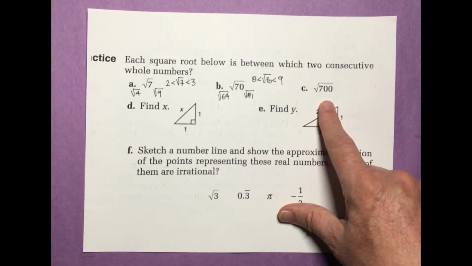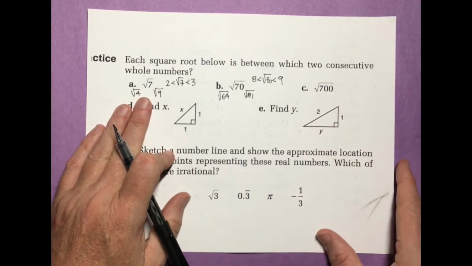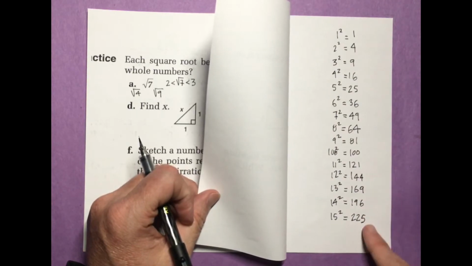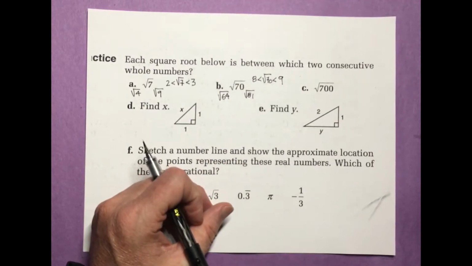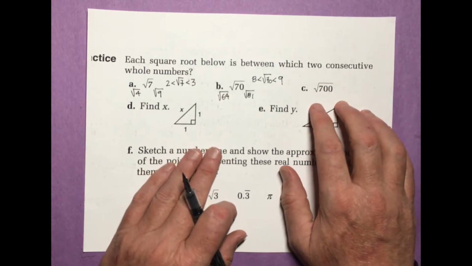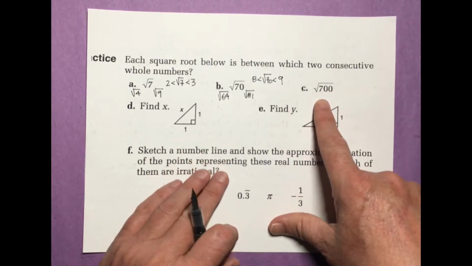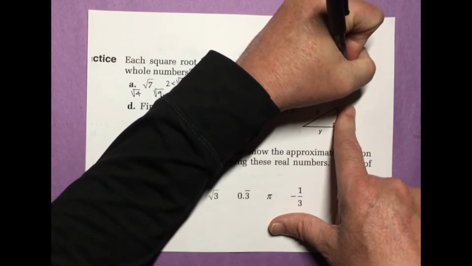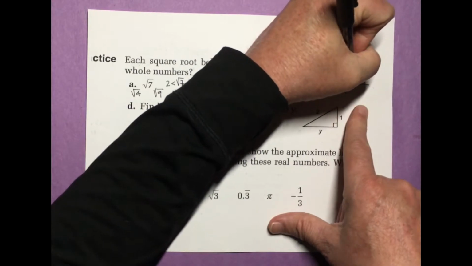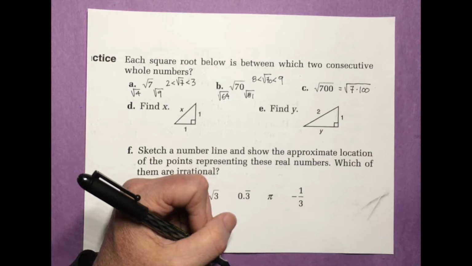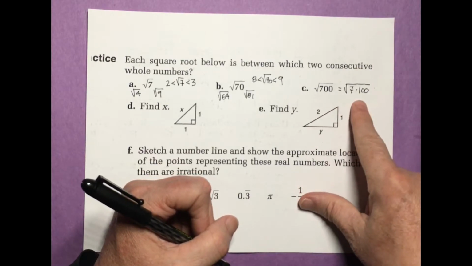All right, part C, 700. Oh, gee willikers, I don't have these memorized anywhere up near 700. That's okay, don't worry about it. You could just get your calculator and figure it out, but we don't need a calculator because we can look at it this way. 700 is the same as the square root of 7 times 100. Sure it is, because 700 is 7 times 100.